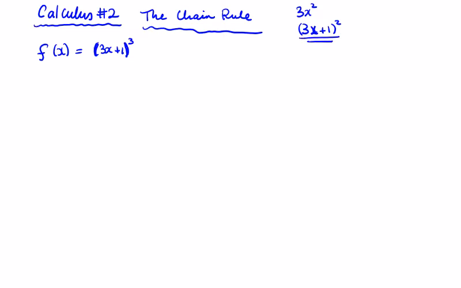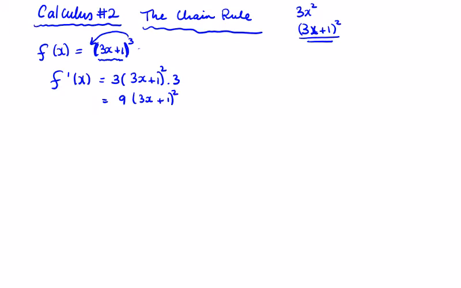So let's have a look at this. The rule is very simple. So we take the power, we multiply it by the front, so we're going to get 3 by 3x plus 1, and then we multiply by the derivative of the bracket, so we just differentiate what's inside there, and we're going to get another 3. So the answer to this one is 9 times 3x plus 1. Sorry, I should have said reduce the power by 1 to be squared.